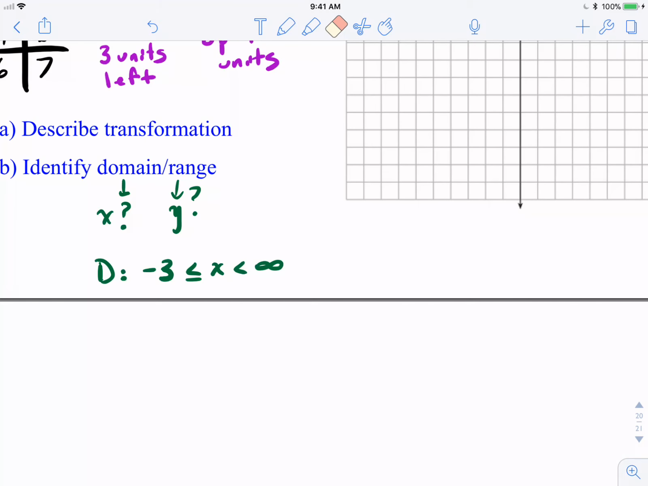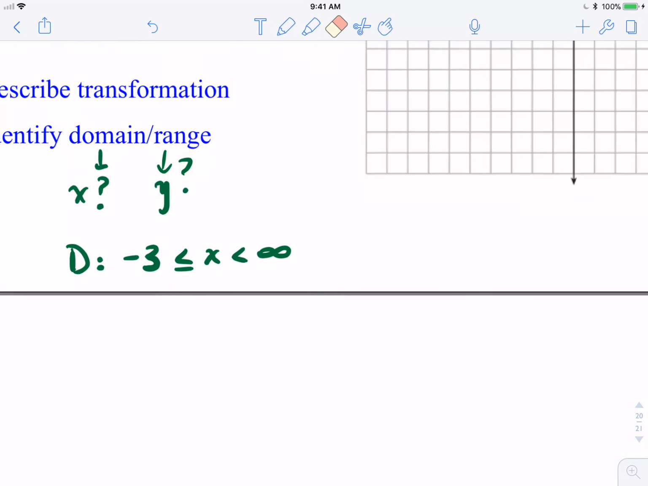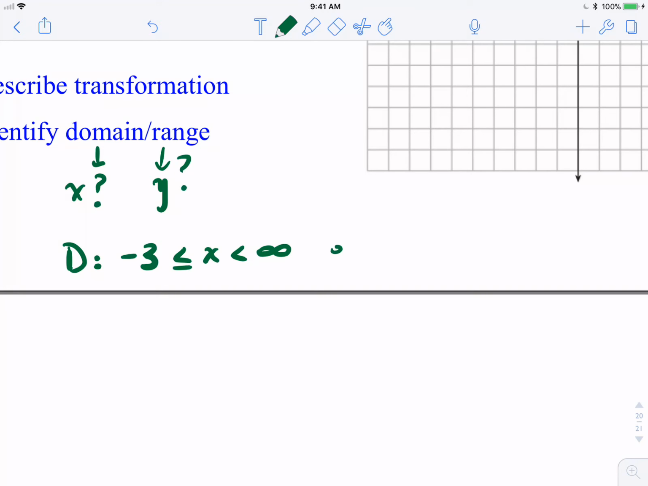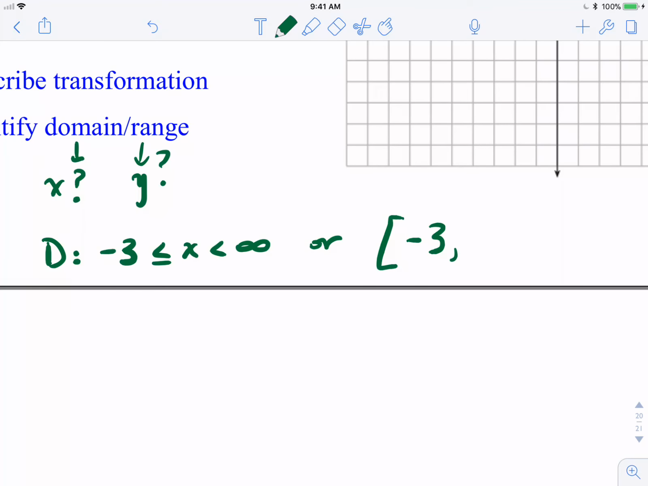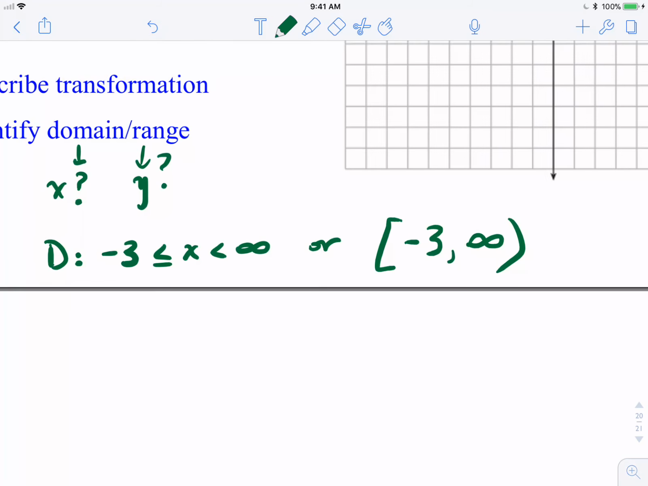If it was an open circle or a function maybe where -3 is not defined, I would want to choose a different symbol there. Now another way to write this is probably more common. Interval notation. The brackets indicate that's included. The parentheses indicate we can't equal infinity.